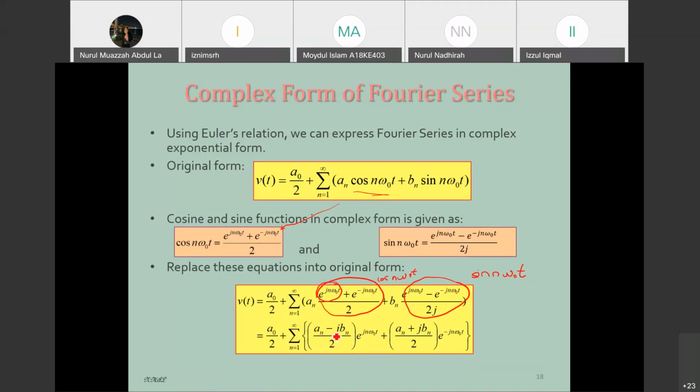How do we get this minus jbn? Because remember here 1 over j is also equal to negative j. Betul tak? Kalau j ni naik atas, it will become negative j. So you rearrange the equation, it becomes an minus jbn divided by 2 for the exponent jn omega naught t part. Another one is an plus jbn divided by 2 for the exponent negative jn omega naught t. So you rearrange back the equation.